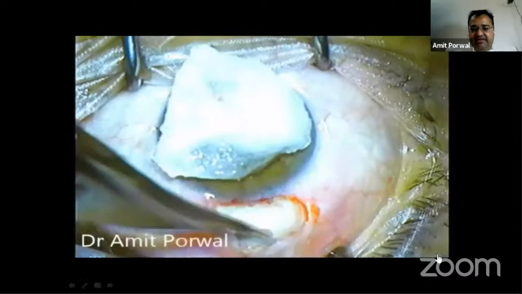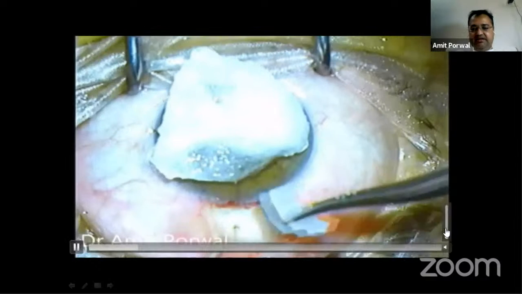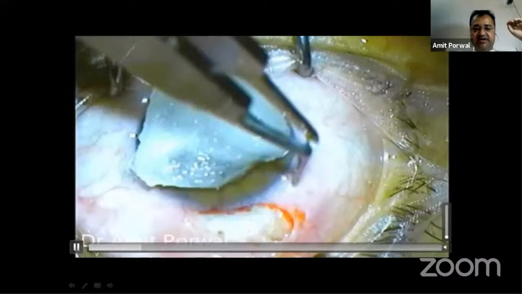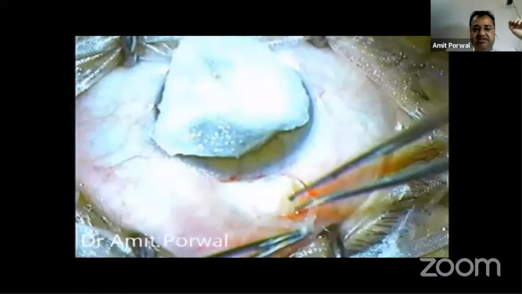You have to identify the bleeders and cauterize that. You don't do a vague diffuse cautery. Always try to identify the bleeders and cauterize only the bleeders.